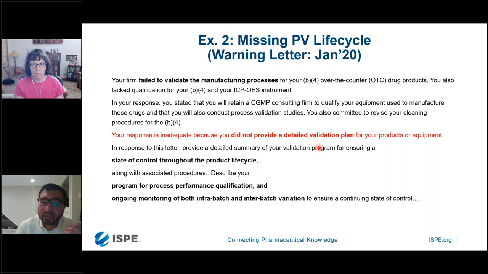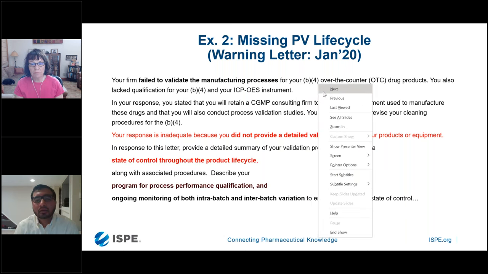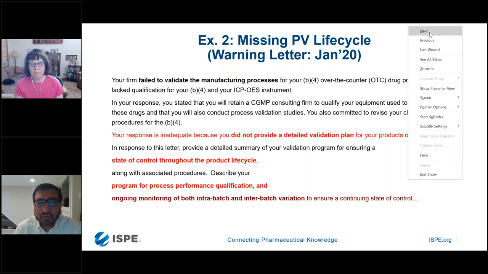And what was missing in the plan was the variability from interbatch and intrabatch, as well as ensuring a continued state of control, which is once again stage three. So you'll see this theme coming up in the next one as well, state of control throughout the product life cycle, which means the firm was trying to validate. So they were doing the confirmatory batches or the PPQ batches, stage two, but there was no stage three program. So that's the theme. I'll move on to the next one.